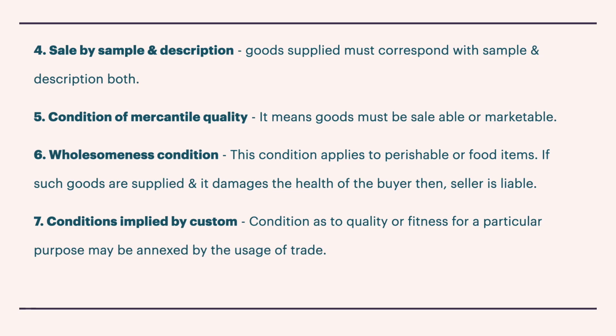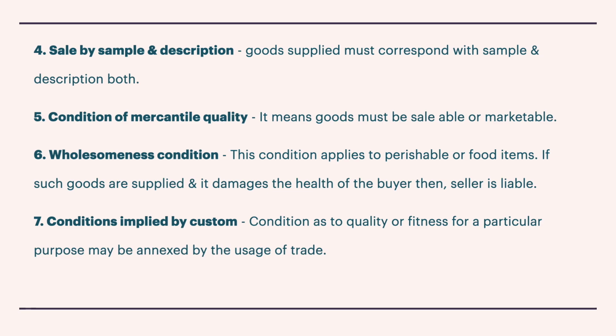Point 6, wholesomeness condition. This condition applies to perishable or food items. Perishable items are all the vegetables or fruits or anything that perishes very quickly. That's why we call them fast moving consumer goods. Have you heard of it? FMCG goods, correct? These are perishable. They have to be moved from the supplier to the consumer very quickly. Otherwise, if you delay it in transit, the goods may get spoiled.